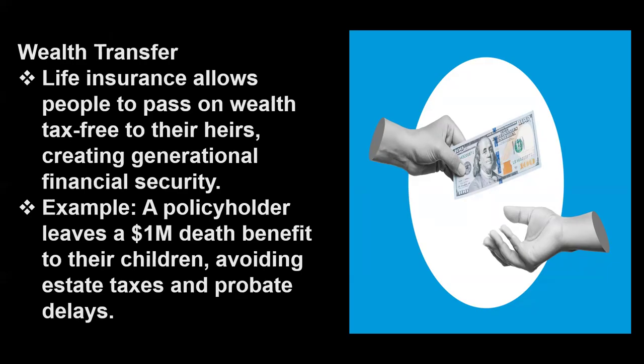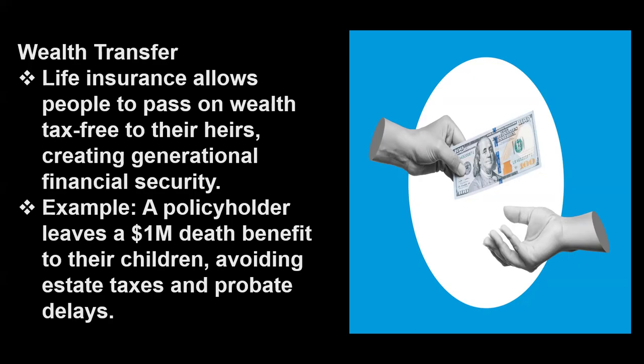So when you pass on money, it has to be in an orderly fashion so that the person or the people that you're trying to give money to receive that money without being taxed to death, basically. So life insurance allows people to pass on this wealth tax-free to their heirs, creating generational financial security. Life insurance is the first step to legacy building.